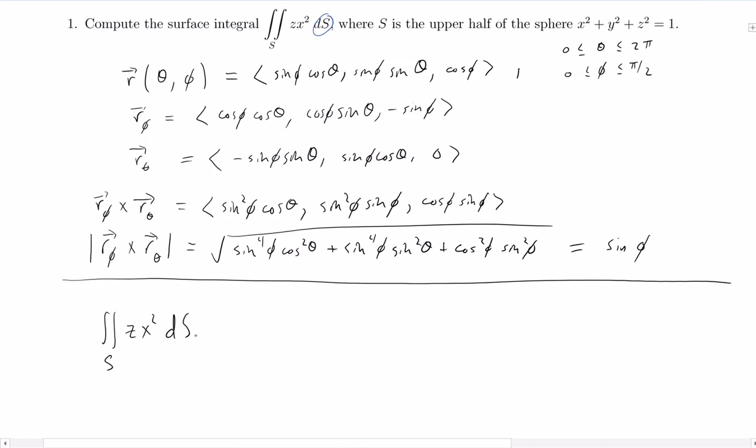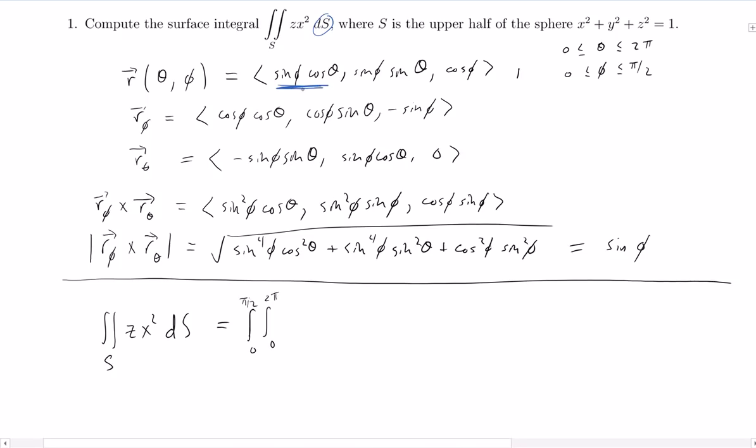So the original integral, what we do is the bounds of the integral become the bounds of our parameterization. So 0 to 2 pi, 0 to pi over 2. And we substitute for z and x the coordinates of the parametrization.